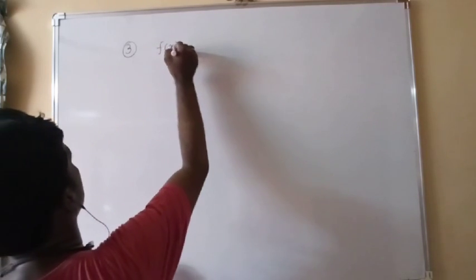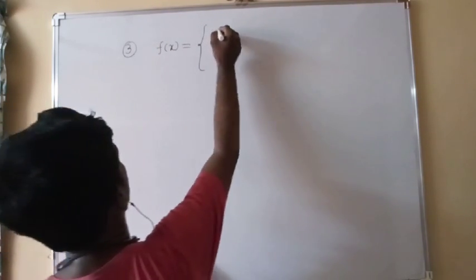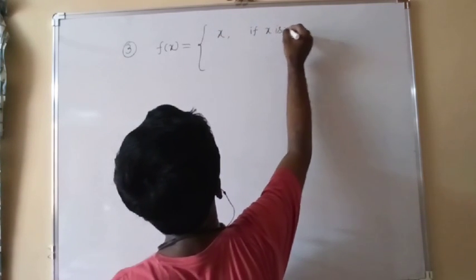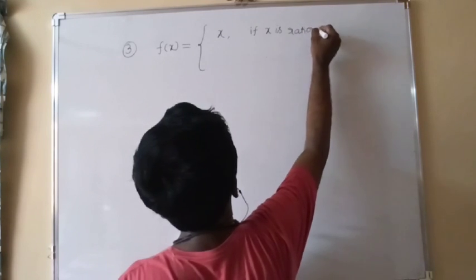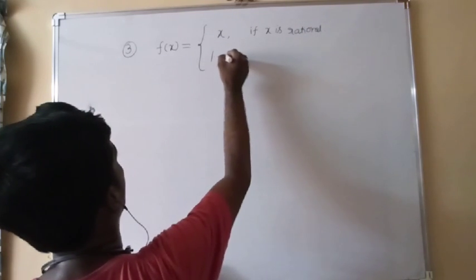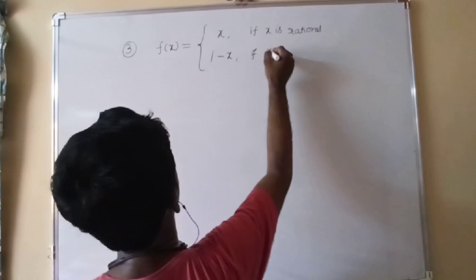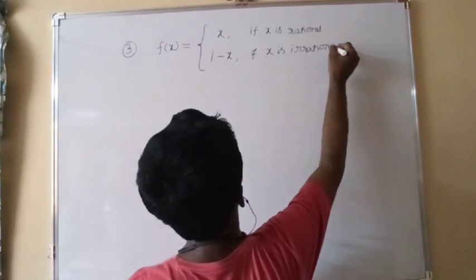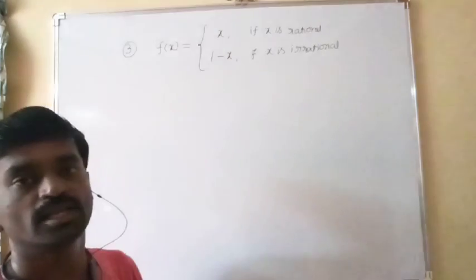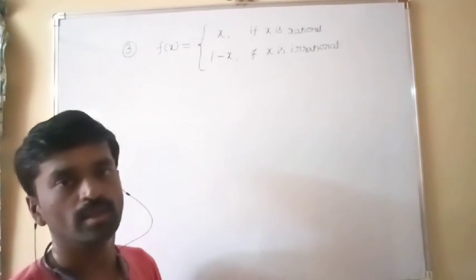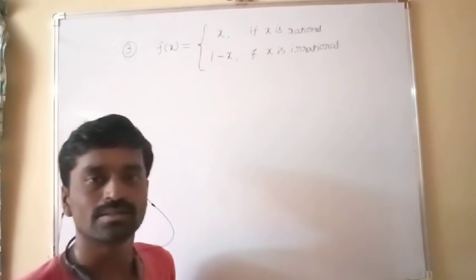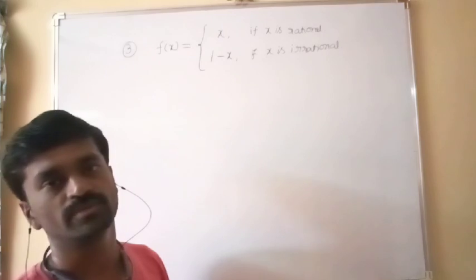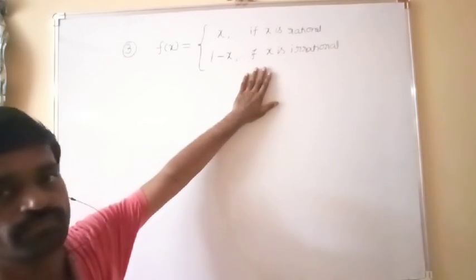Suppose f of x is defined like this. Its value is x if x is rational, and its value is 1 minus x if x is irrational. So here the question is, discuss the continuity of this function.